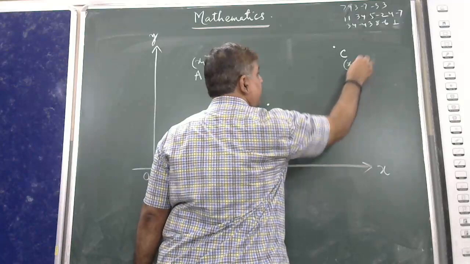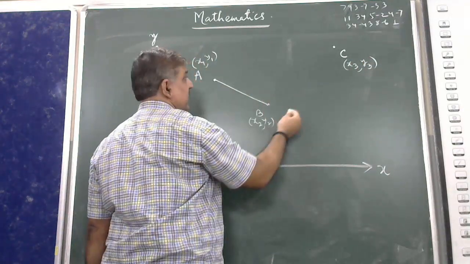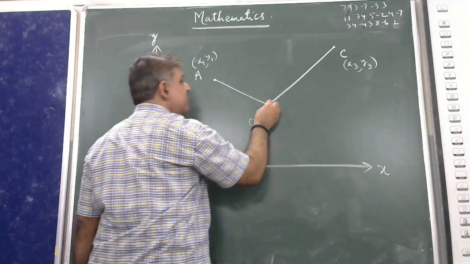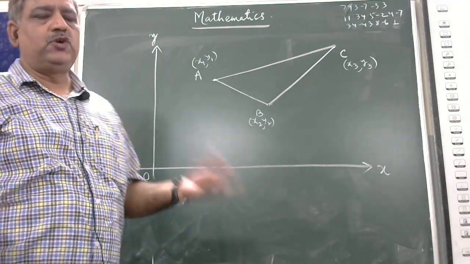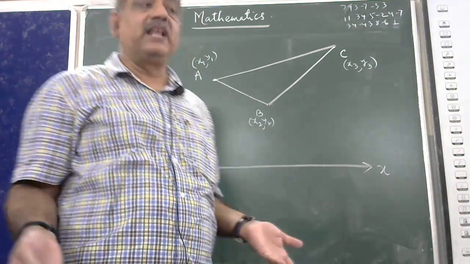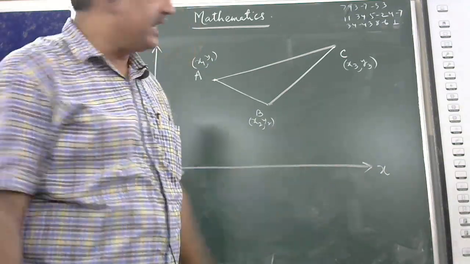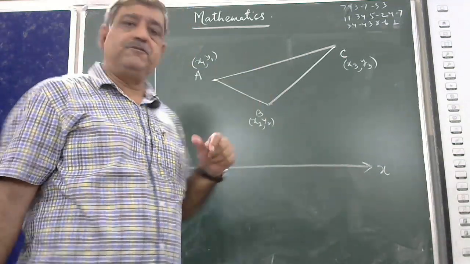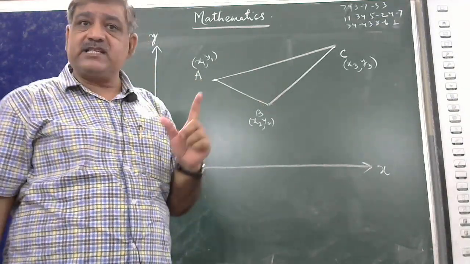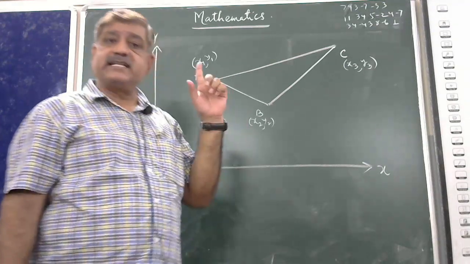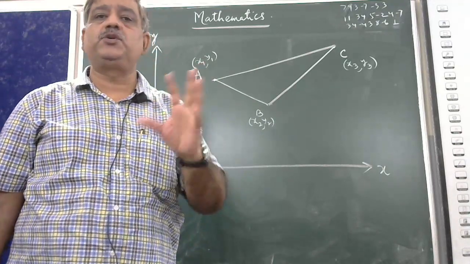Now for these 3 points, if we join them by means of line segments, we will get a triangle, triangle ABC. The triangle may be acute, obtuse, right angled, maybe scalene, isosceles, or equilateral. Any triangle we may have. To get the area of this triangle, as you have studied in class 9 and 10, the area of a triangle is nothing but half base into height.